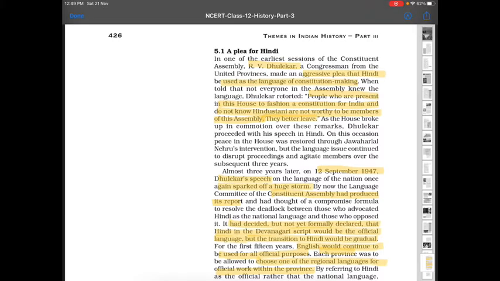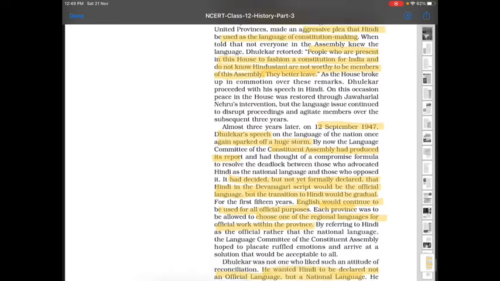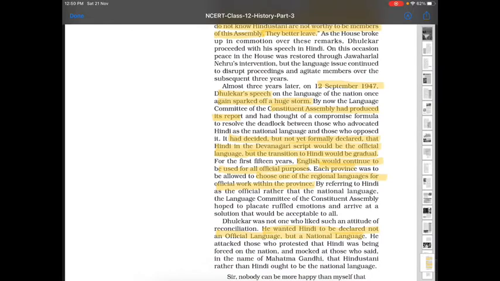So after almost 3 years, on 12th September 1947, a huge storm was sparked off again on language issues. The language committee at that time submitted its report and suggested that Hindi in the Devanagari script would be used as an official language, and what they thought was that it would solve all the language problems.